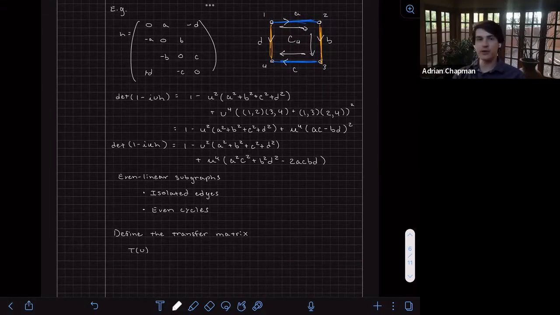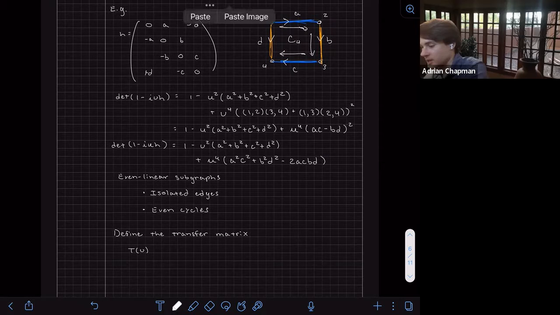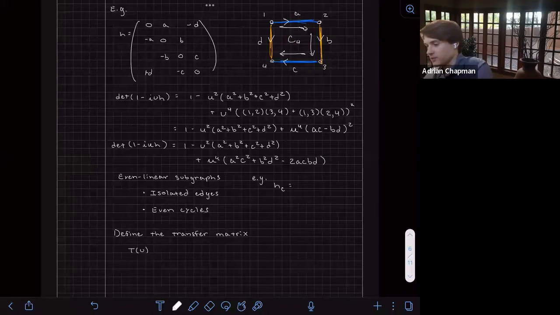So when I define the transfer matrix, what I'm going to do is think of this graph as describing a free fermion model. On each of the edges, I'm going to associate an operator, which is a quadratic operator in terms of fermions. So say I associate H sub C to the edge oriented from 3 to 4. I'm going to call it i gamma 3 gamma 4, and I'm also going to give it a coefficient, which I'll just call C, because I want it to coincide with the notation above.